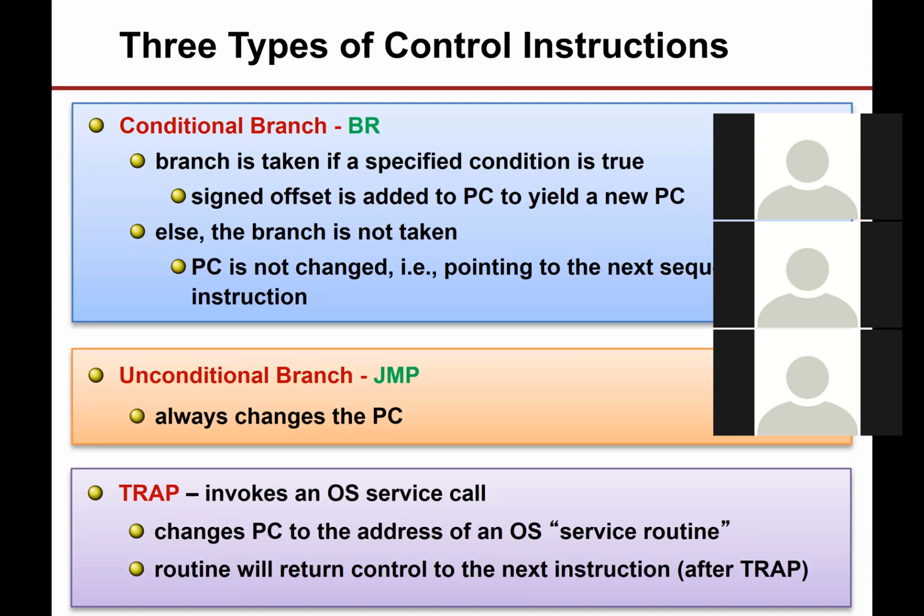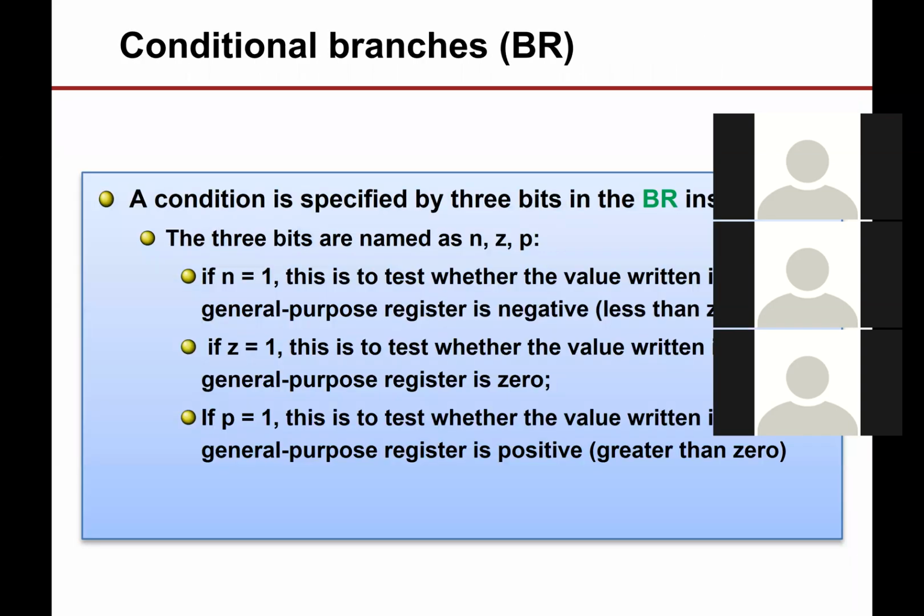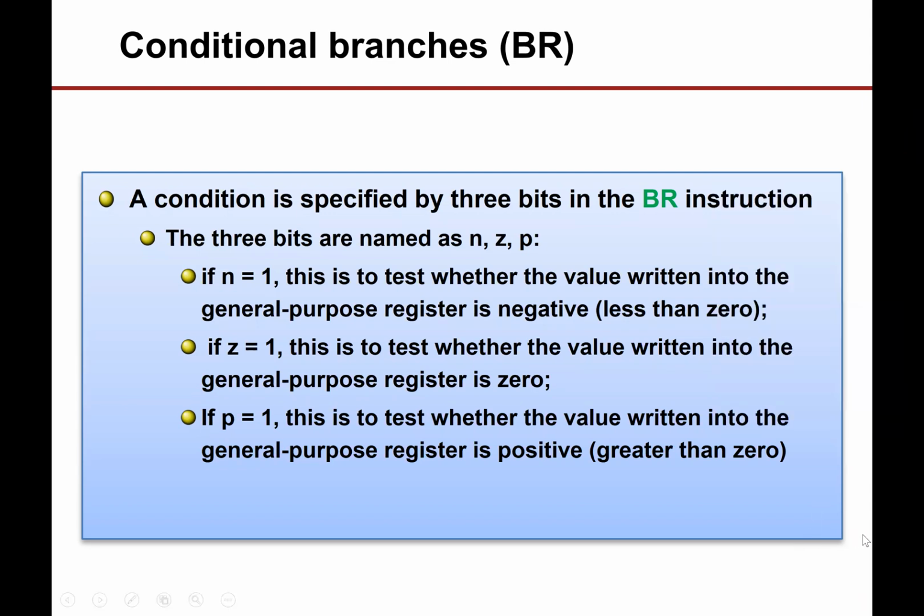These are the 3 types of control instructions. We talked about the conditional branches, this one, right? Yeah. A condition is specified by 3 bits, right?